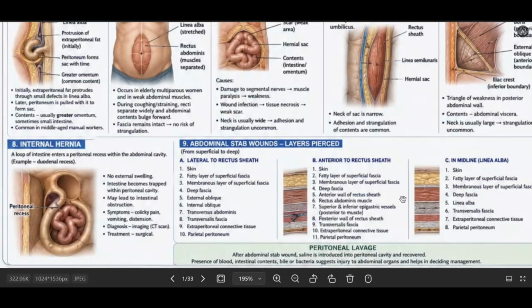So my dear, the rectus sheath is formed by the aponeurosis of all the muscles. When I mention the rectus sheath, I am ultimately talking about all three muscles' aponeuroses, because all three muscles' aponeuroses are forming the rectus sheath. Okay. Then after that we have the extraperitoneal connective tissue, and then the parietal peritoneum eventually, and after that the wound, or you can say the knife, is going to enter the abdomen.